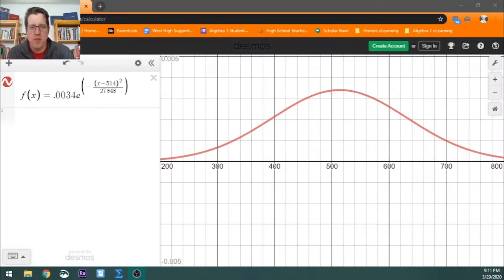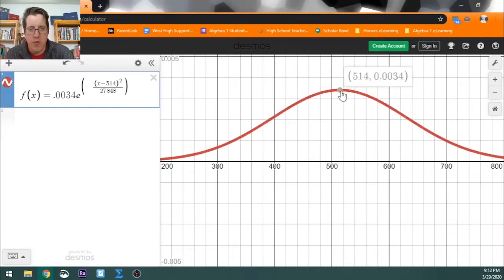If I graph this, what I see is that bell-shaped curve that I'm used to. Your stats teacher will spend a lot of time talking about the difference between the word normal and the word bell. But for our purposes, what you need to consider is that this means that scores in the center are more likely, whereas scores towards the outside, either scoring a perfect 800 or let's say an imperfect 200, those scores are less likely. This appears to be centered around 514.